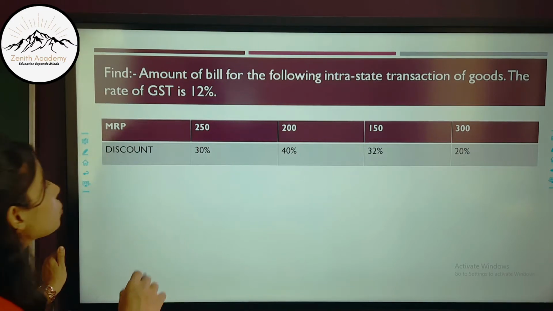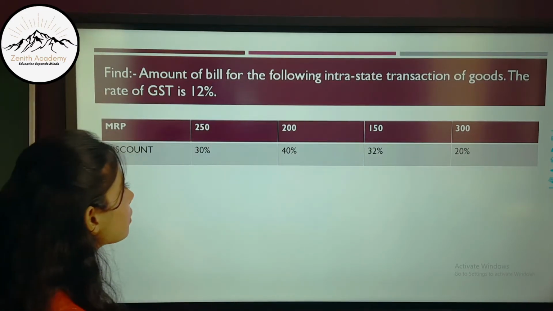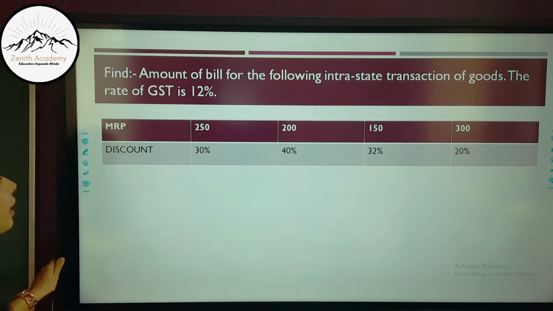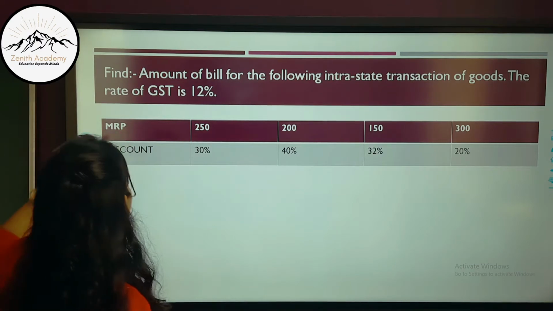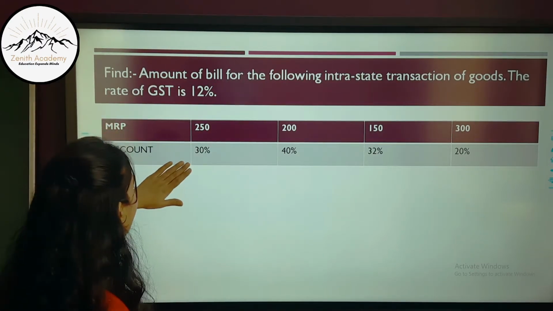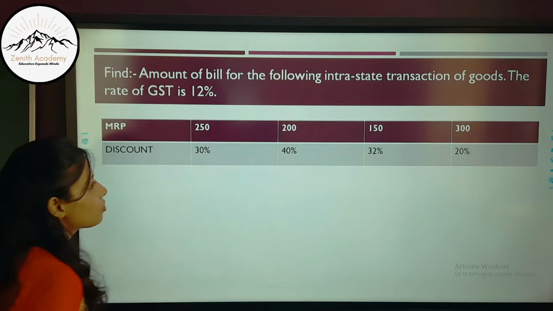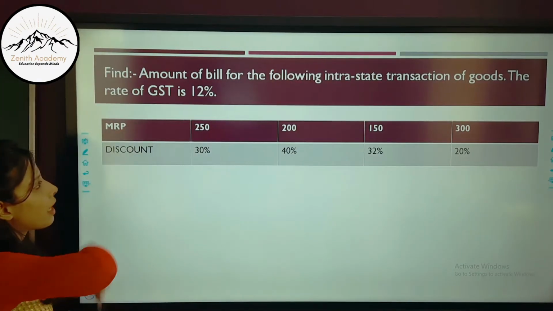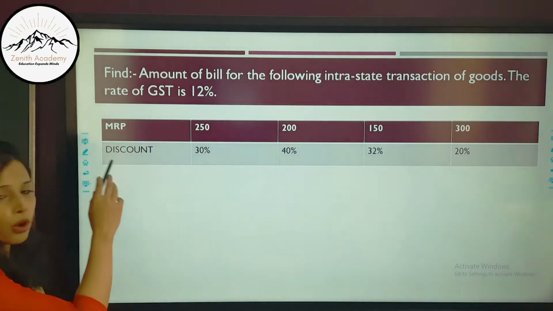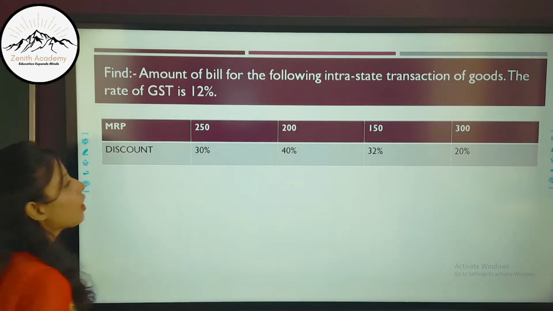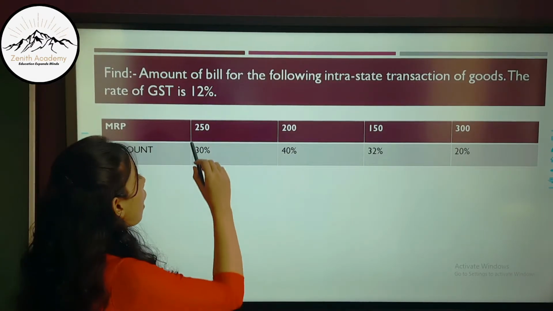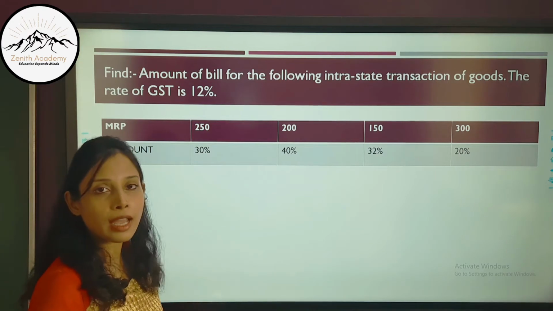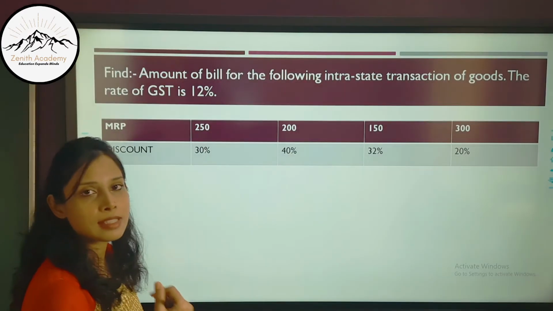Find amount of bill for the following intrastate transaction of goods. The rate of GST is 12%. Now we have been given the MRP and the discount rate. If you have seen the previous video, you know discount is always calculated on the list price or the MRP, the marked price. We'll calculate discount, and after discount, on the price which we get, we will calculate tax. That will be the selling price.